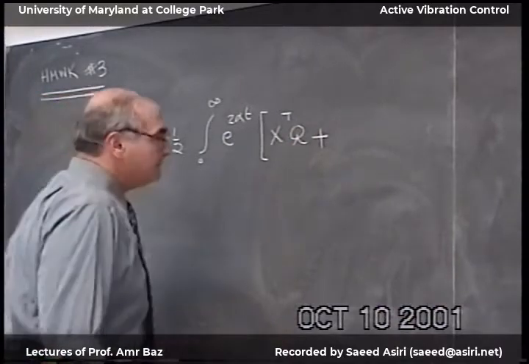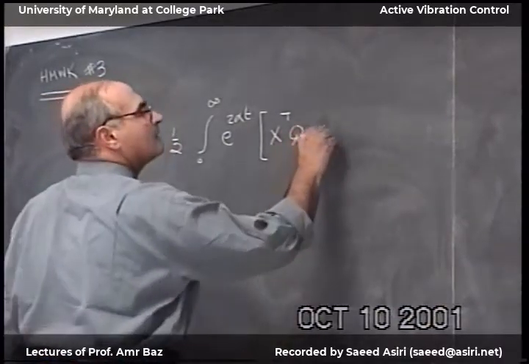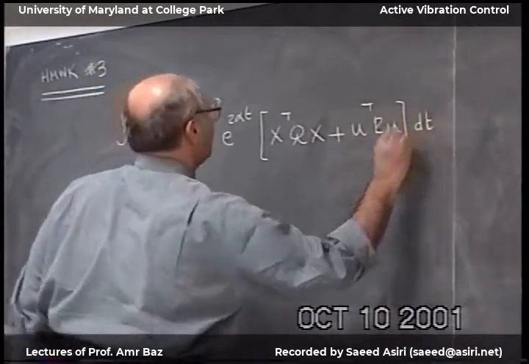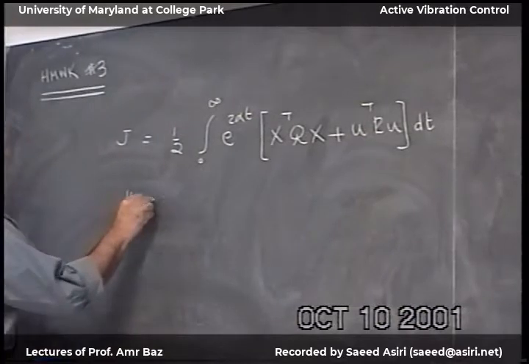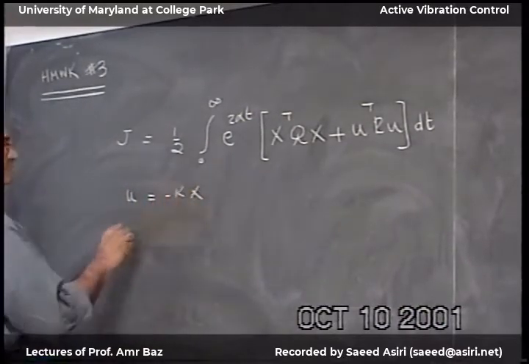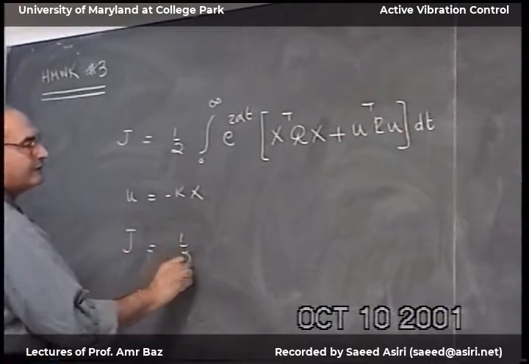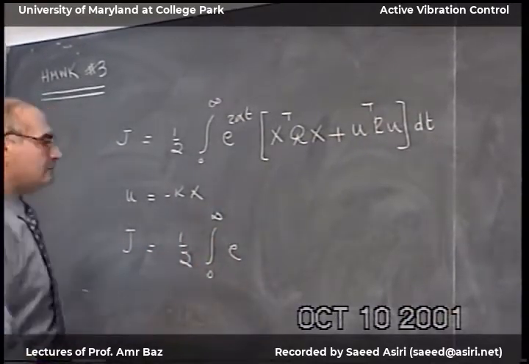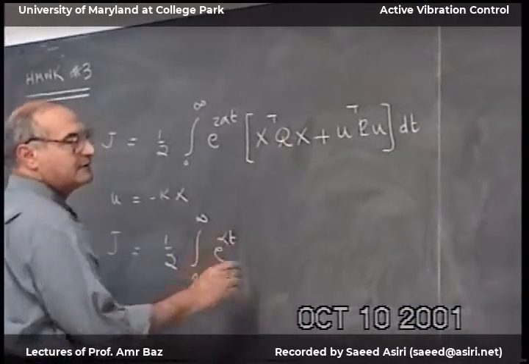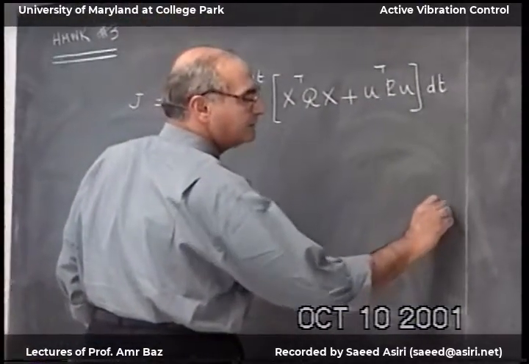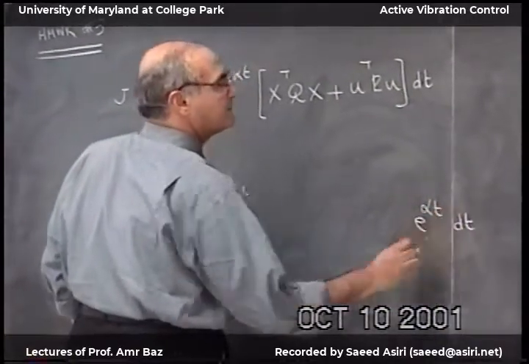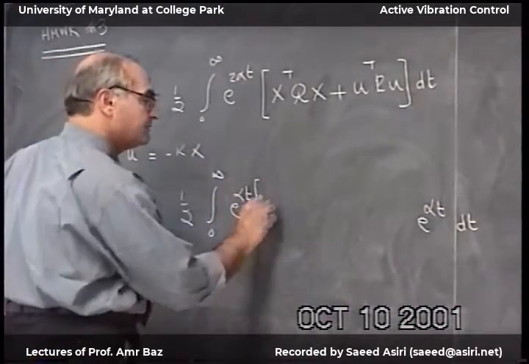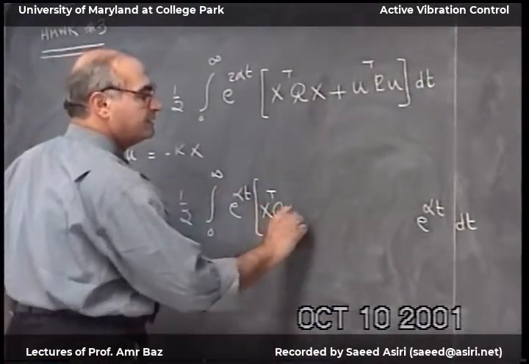Then I'll replace u again by minus kx. So this J will equal to 1/2 integral e. I'm going to make this alpha t like this and then put alpha t here. And then now this part will be like this, x transpose u and x.